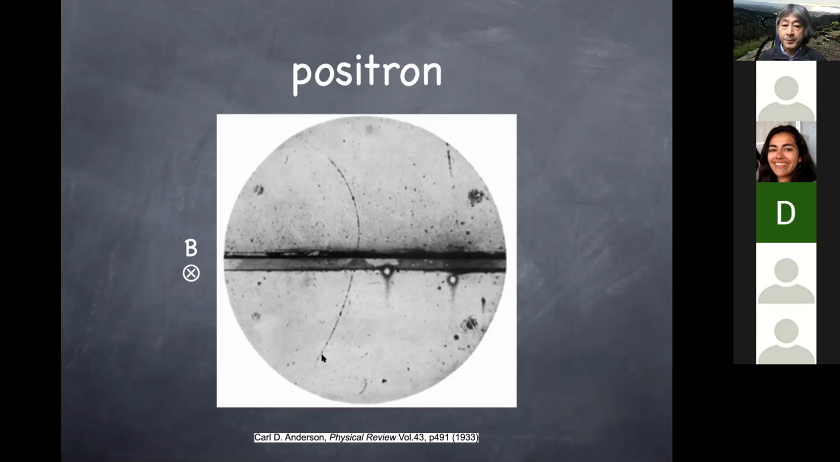But he was very clever. He had this metal plate right in the middle. And what you see is that the curvature of the trajectory is more curved in the upper half of this picture than the lower half. And the Lorentz force would bend the particle, and if the particle is moving slowly, then it gets bent more. So what this picture is showing is that the particle has higher velocity in the lower half of the picture and lower velocity in the upper half. And the change in the velocity happened when the particle went through this metal plate.